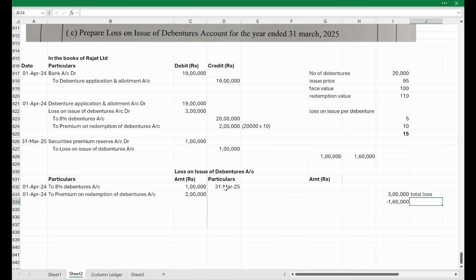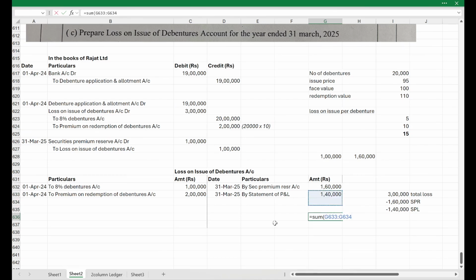So this is the total loss. This is securities premium, and whatever balance is left, I will write it off against the statement of P&L. So I will be writing first the securities premium reserve account, and then the statement of P&L. Securities premium, use the full amount 1,60,000, and statement of P&L 1,40,000. Overall, the ledger is closed.